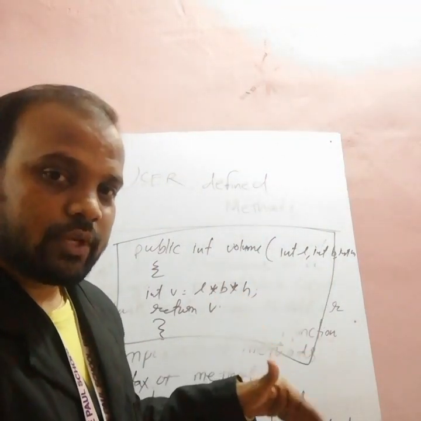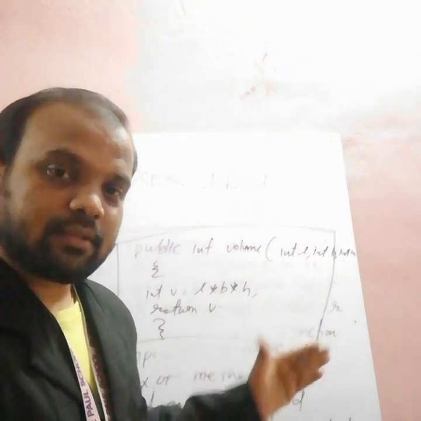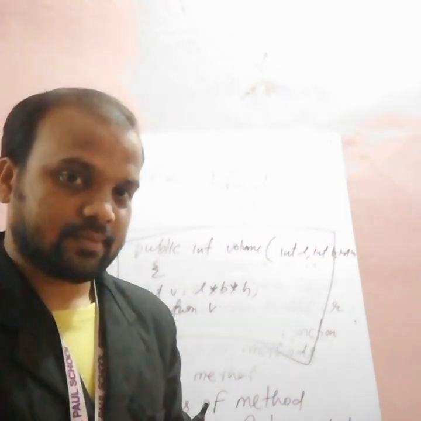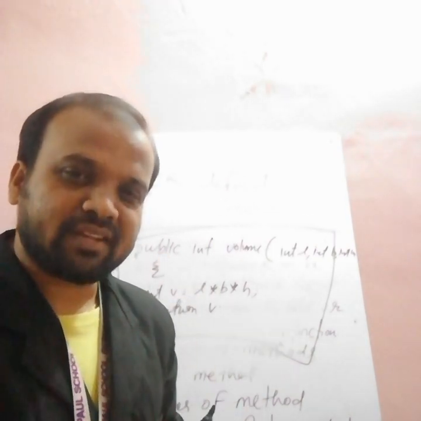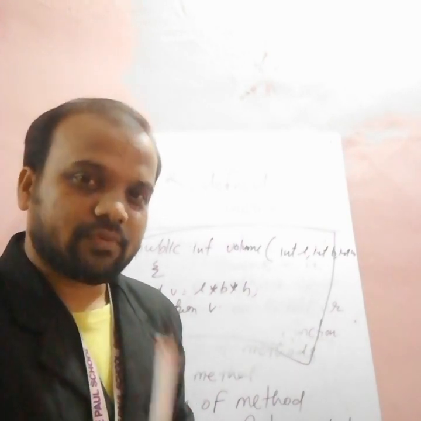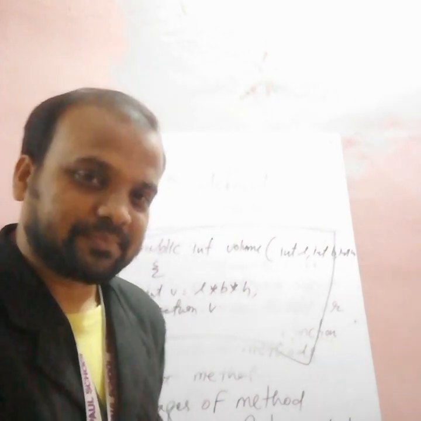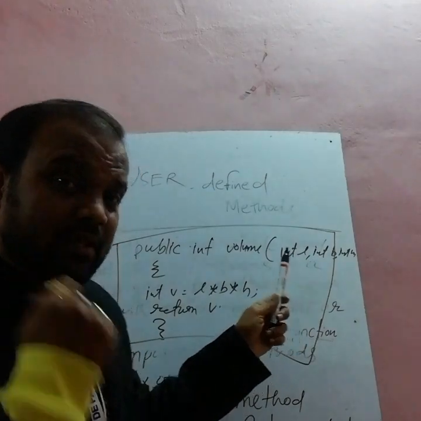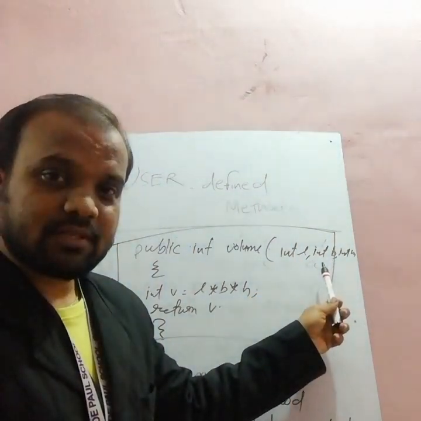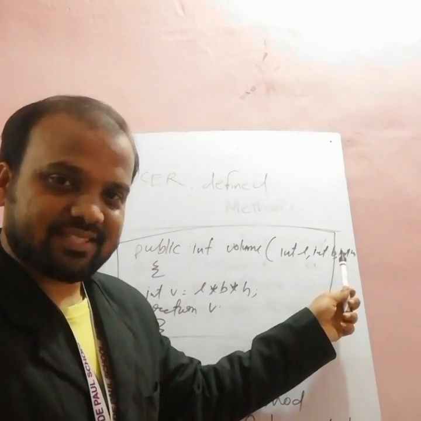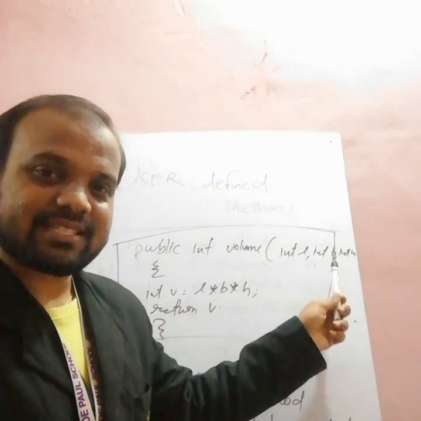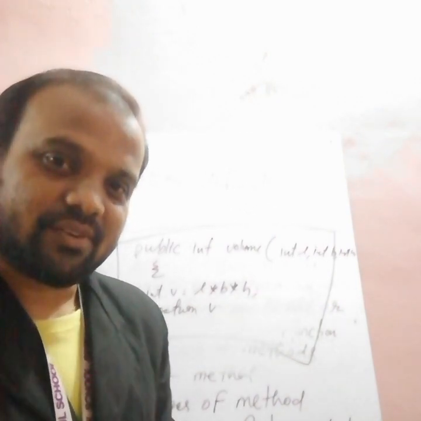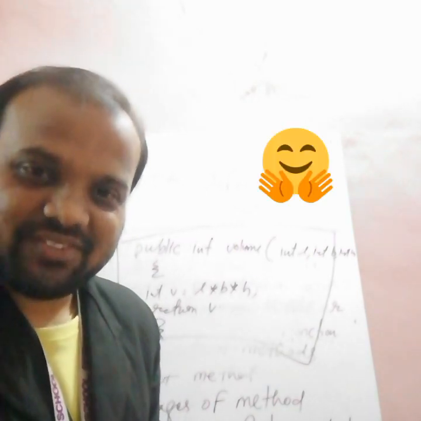To invoke this method, we have to declare the main method. Invoking means to call the method. There are two ways: one is call by value, another one is call by reference. First we'll do it using call by value. In this method there are 3 parameters, that is int L, int B, int H, so it will only receive 3 integer type values. Next class I will teach you the full program using call by value. Thank you.